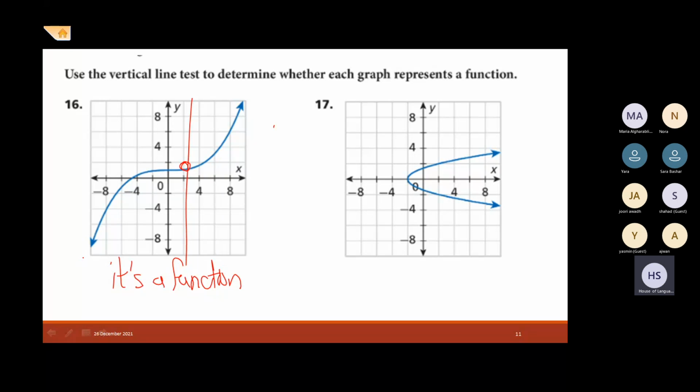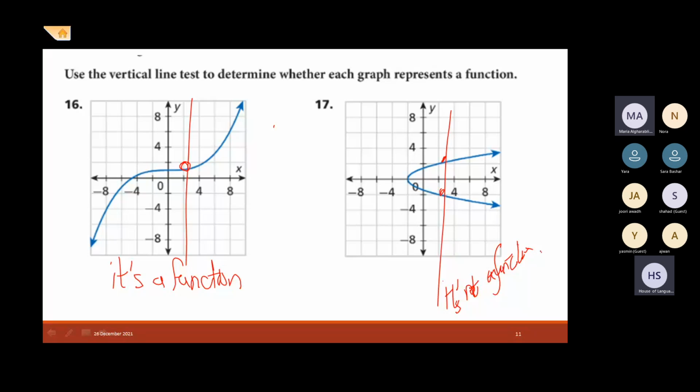The second one, does it pass through only 1 point or more than 1? More than 1. One here and 1 here. So it's not a function. If it is, you know how to do the vertical line? Let's cut the graph. It passed the graph at how many points? 1. So it's a function. This one, how many points? 1 here and 1 here. 2. It's not a function.